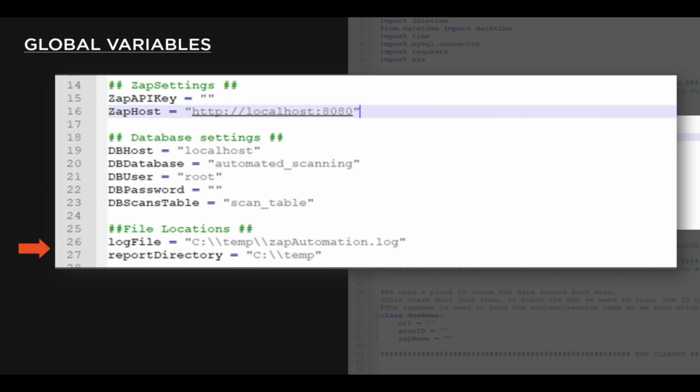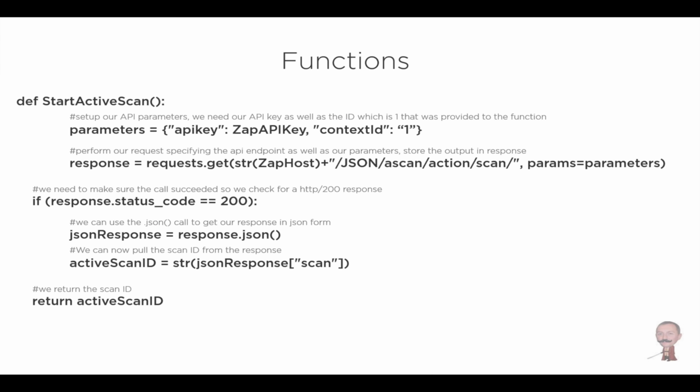Finally, the last part of this section is simply the folders you want to write your logs and drop your report into. I have set this up in a temp folder on the C drive, so I suggest updating this accordingly as well. Okay, so next I want to look at some of the structure of the functions that we make in the script. I can't possibly go through every function in detail, but they all generally follow the same format.